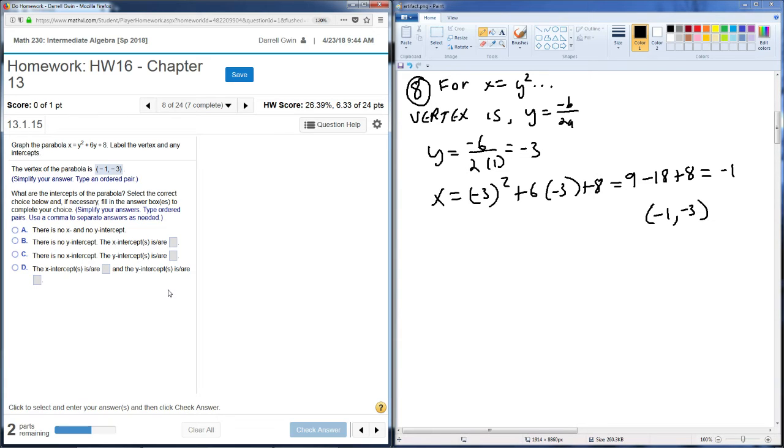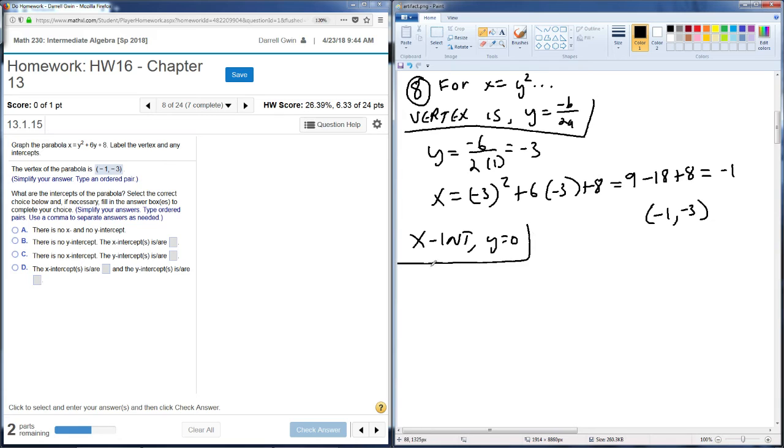I'm back. So the x and y intercepts. Here we go. For the x-intercept, the other letter, y, equals 0. So x equals 0 plus 6 times 0 plus 8, which equals 8. So that is 8, comma 0.